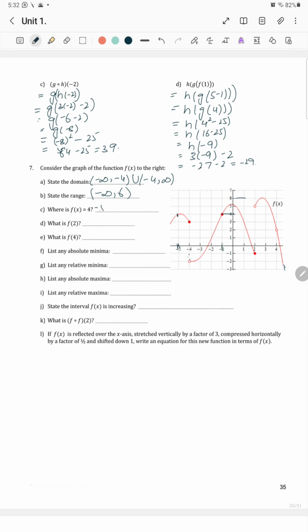Minus 5, minus 1, 0, 0.8, 3.7. f of 2, f of 2, there is no point because here it is an unfilled box and does not exist. f of 4, it is minus 1.